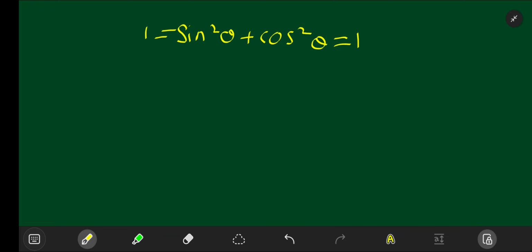Sin theta plus cos theta is over. Next, sin square theta plus cos square theta. What is its range? We know from identity 1, sin square theta plus cos square theta is equal to 1. So its minimum value is 1 and maximum value is also 1.